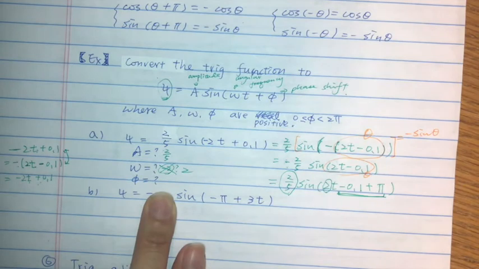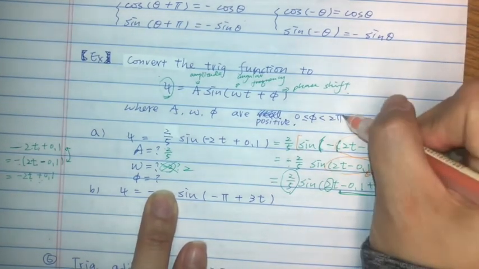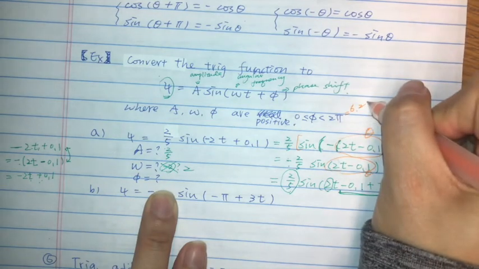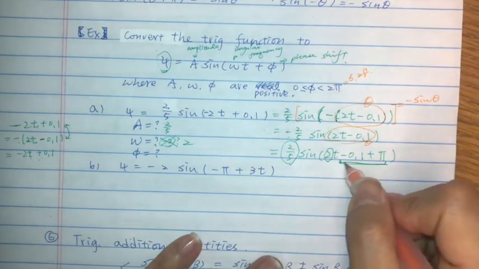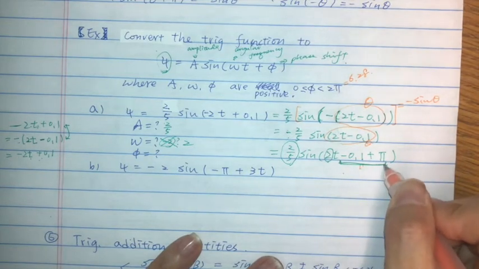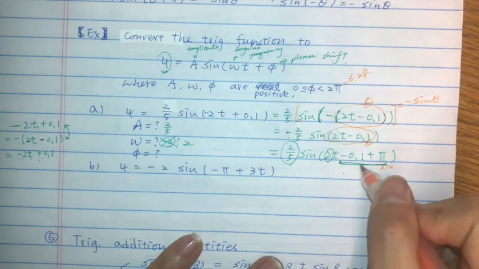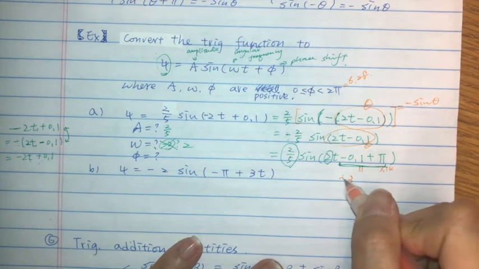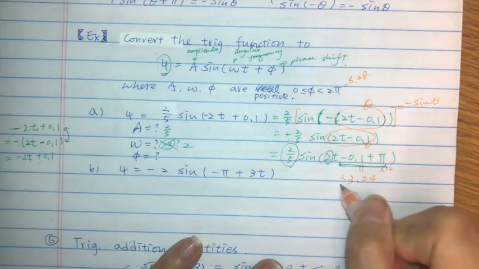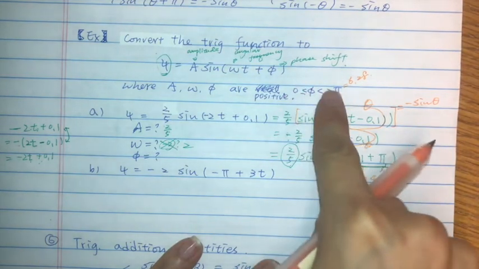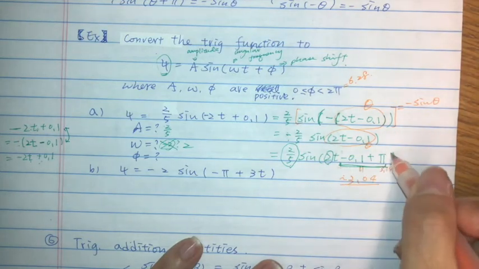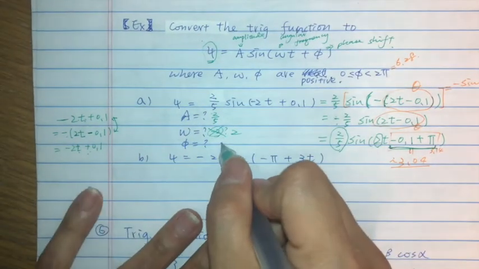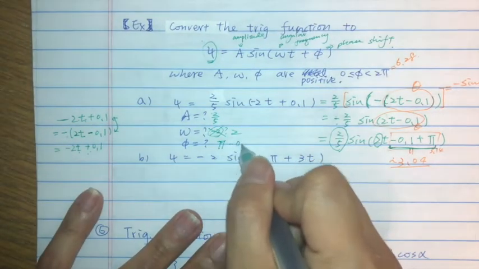Let's see. We know that pi is like 3.14, so this is roughly 6.28. And how about this number? This is 3.14, this is that, so 3.14 minus 0.1 is roughly 3.04, and this is exactly in this range. So this whole thing together will be my phase shift. So my phi, the phase shift in this case, will be pi minus 0.1.